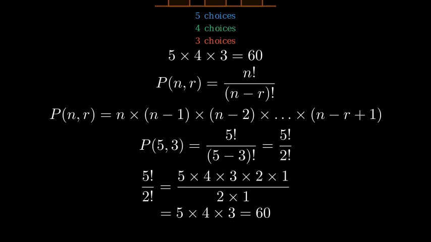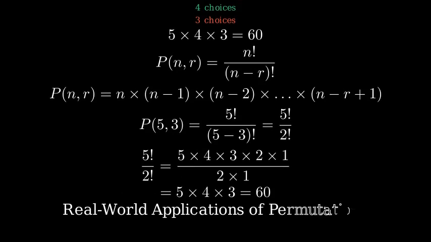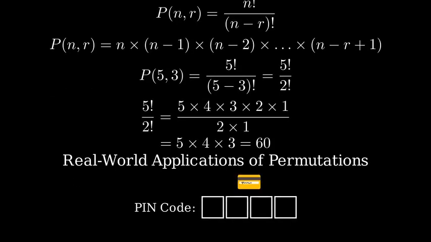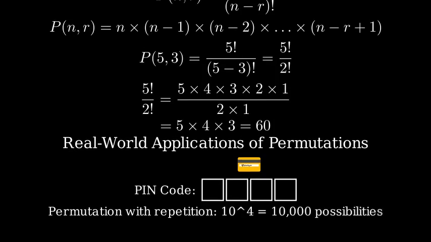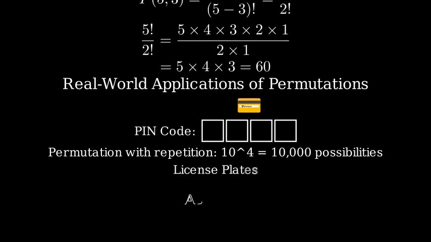Let's look at some real-world applications of permutations. One common application is in creating passwords. Let's say you have a 4-digit PIN code for your bank card, where each digit can be 0 through 9, and digits can be repeated. This is actually a permutation with repetition, and the number of possible PINs is 10 to the power of 4, or 10,000 different codes. Another application is in license plate numbering systems.